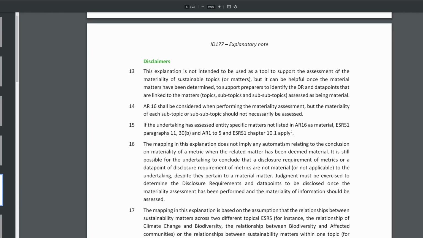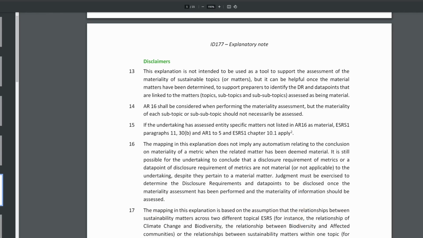So that is very important, particularly for software providers. We'll come to that later, is this mapping should not be used to automatically disable reporting requirements. This paragraph once again iterates that judgment must be exercised to determine the disclosure requirement and data points to be disclosed. Okay?